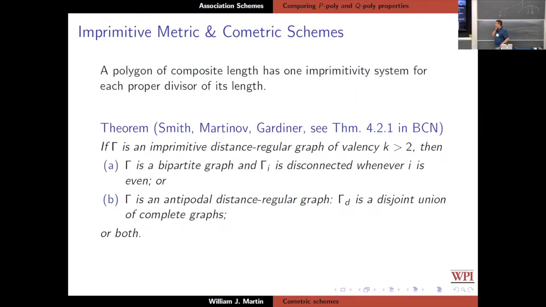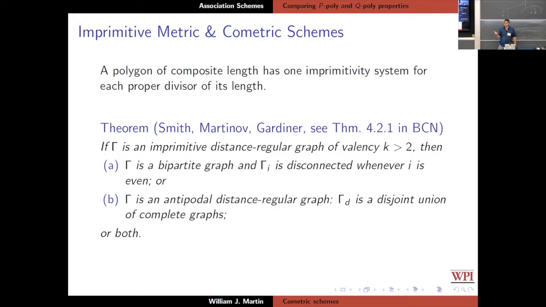What about the imprimitive case? So a polygon of composite length, the polygon of length 20 has disconnected graphs. Its distance 2 graph is disconnected, its distance 5 graph is disconnected, the distance 4 graph is disconnected. Polygons of composite lengths have all kinds of disconnected graphs inside the association scheme. An association scheme is imprimitive if one of the graphs other than the trivial graph is disconnected.